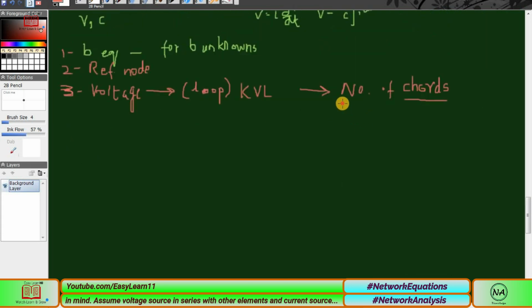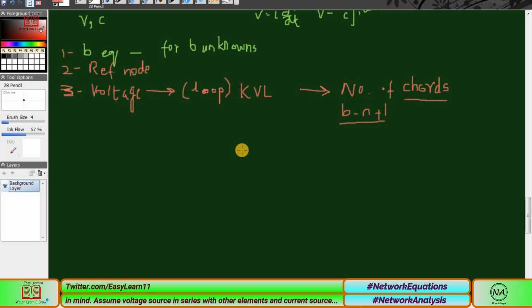So we will write here b plus 1. This is a simple formula, and I will explain it after a little bit. Just spend some minutes here, and I will explain this formula with the help of an example.